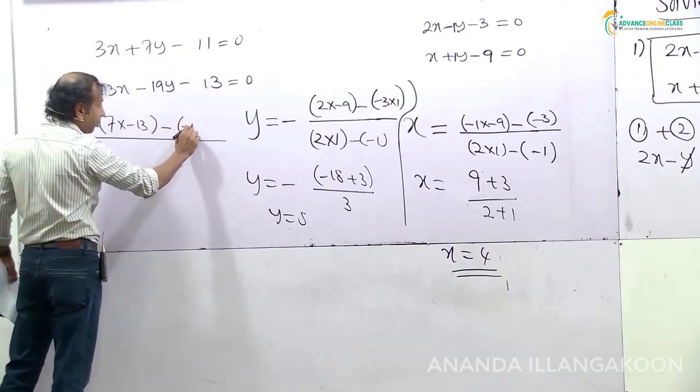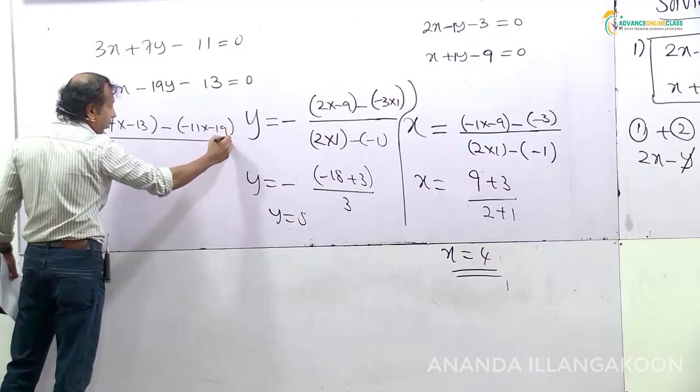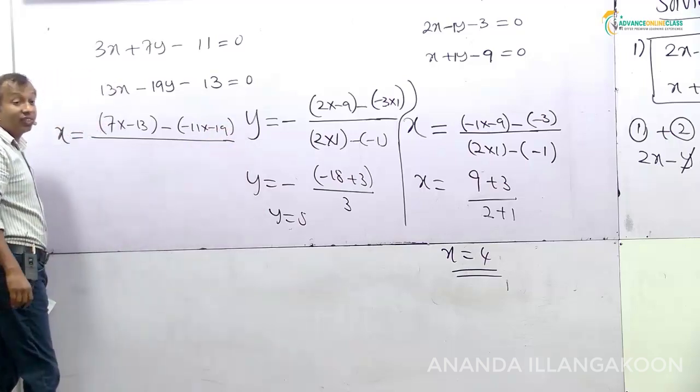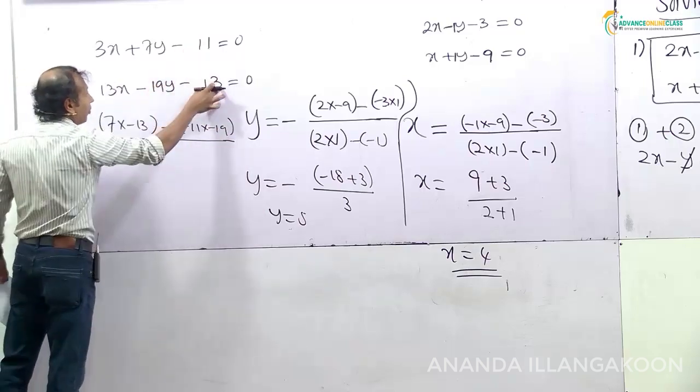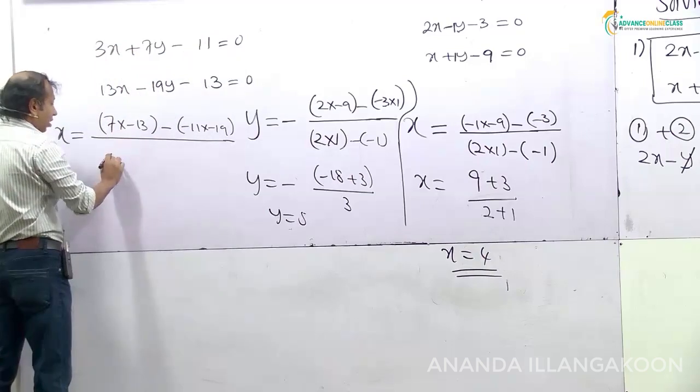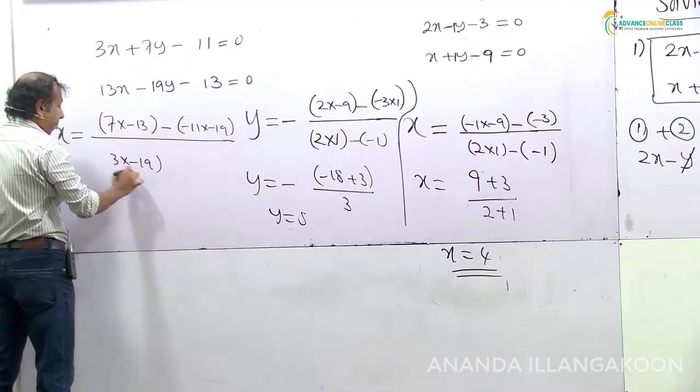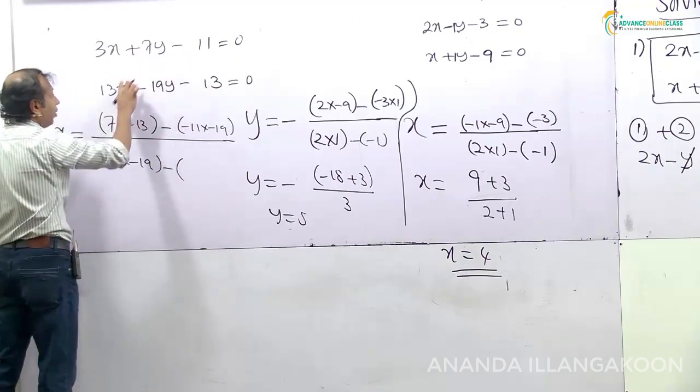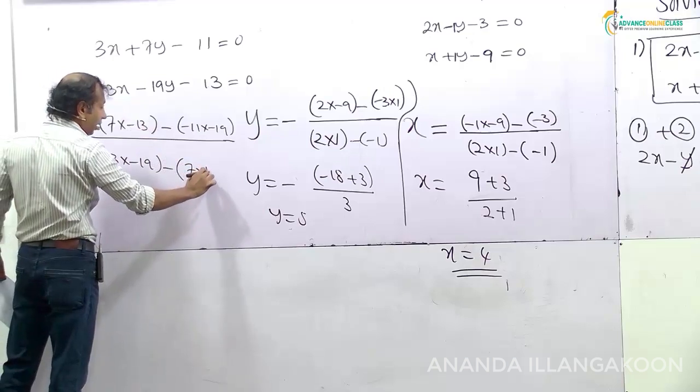All right. Divide by what? Ignore this column. 3 into minus 19. Minus 7 into 13.